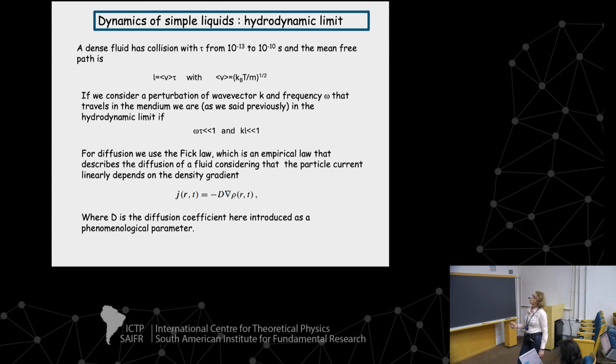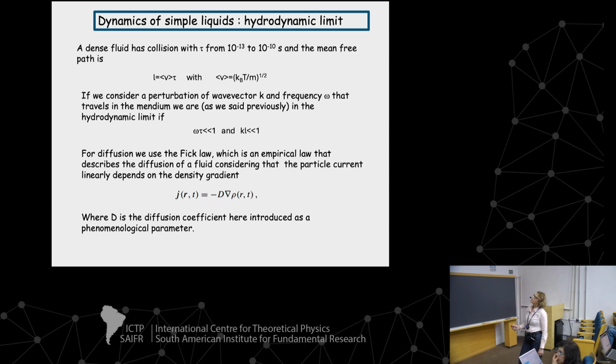Okay, let's look at the hydrodynamic limit now. We already talked about the hydrodynamic limit, but let me do a recap for you. In a dense fluid, we have collisions with a relaxation time that goes from 10 to the minus 13 to 10 to the minus 10 seconds. And the mean free path between collisions is equal to v times this relaxation time, with the velocity always connected to kBT, as you know from the equipartition theorem.